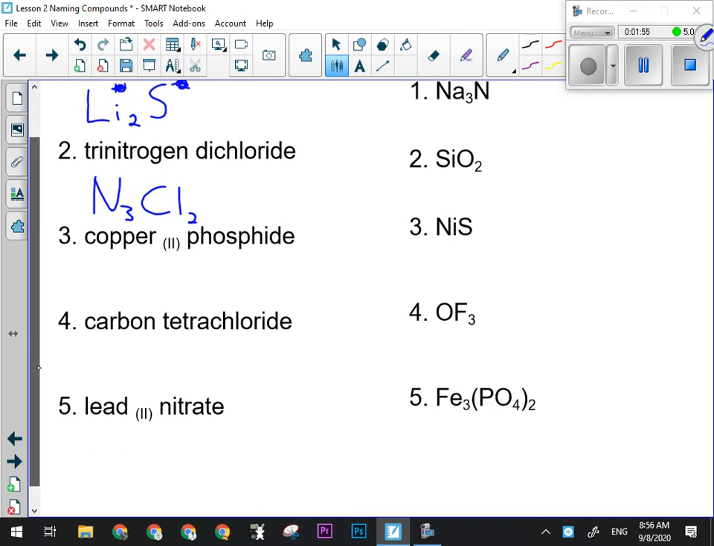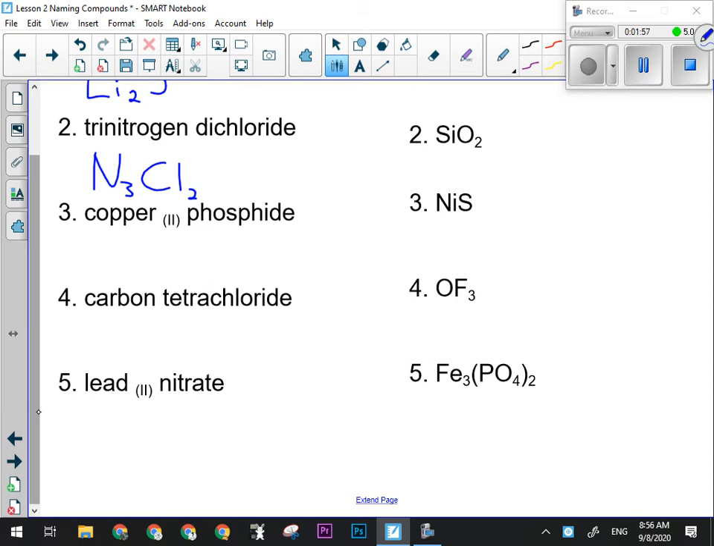For number 3, we've got copper(II) phosphide. Ionic or molecular? It's ionic. Anytime you see a Roman numeral, it's ionic, and it's got a metal in it. Copper's a metal, so we've got Cu, the symbol for copper. What does the Roman numeral tell me about copper? Its charge is 2. So we've got 2+, and then phosphide, which is P, and its charge is -3. Now what do I do with those? Drop and swap. Right, so Cu3P2. That'll be our formula there.